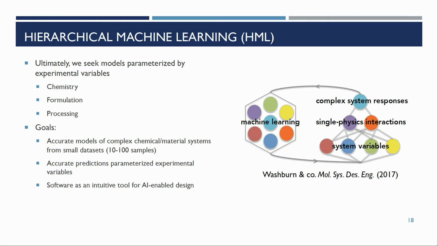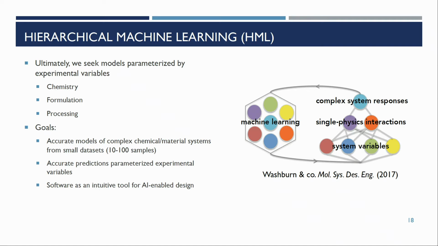Understanding is nice, but I'd actually like to have a design tool. And so the goals are really, we'd like to be able to parameterize by composition, by chemistry. So, which molecules I take, formulation, how much is mixed in, and then even how they're processed. And then we have these larger goals of making accurate predictions from small data sets.